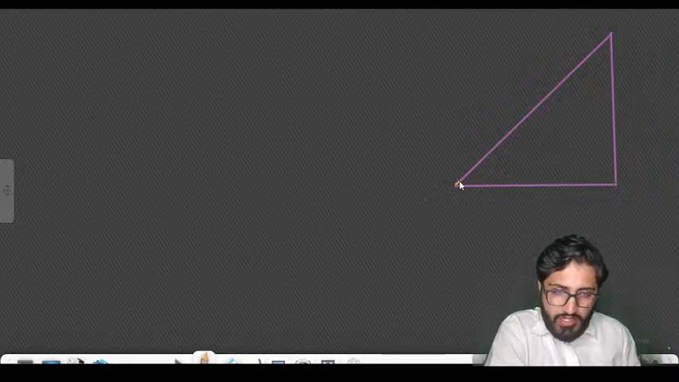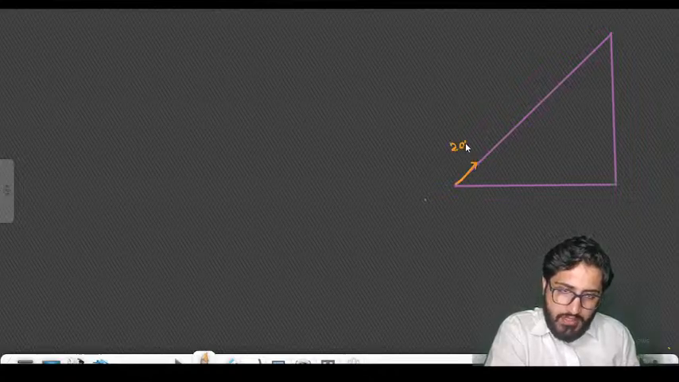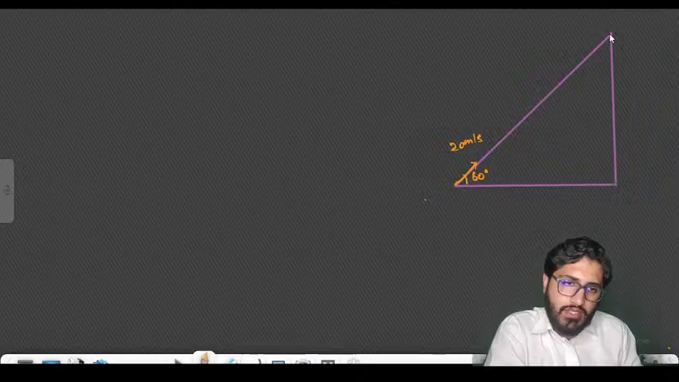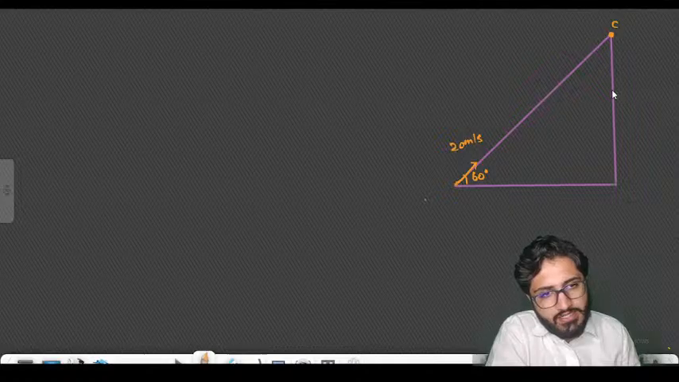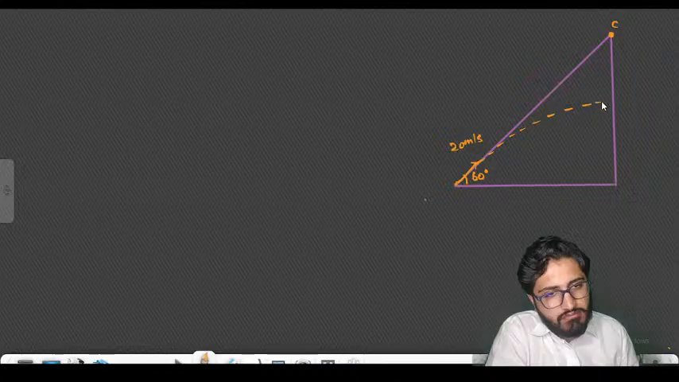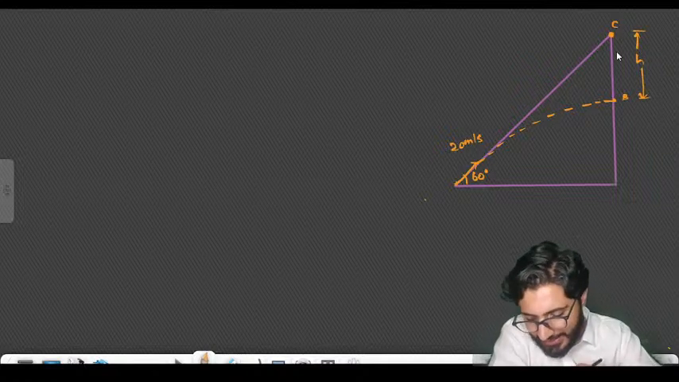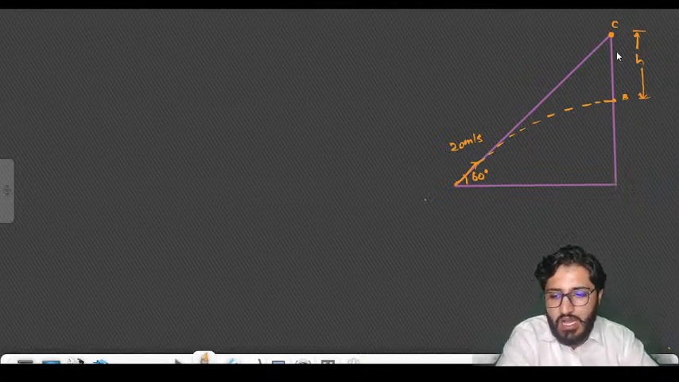Here we projected a particle with velocity 20 meters per second. This one. And this angle is 60 degree. And it needs to hit this target. Target, let us suppose C. But it hits due to gravity at here. Let us suppose at B. And this height is h. We need to calculate this height h. How we can do it?